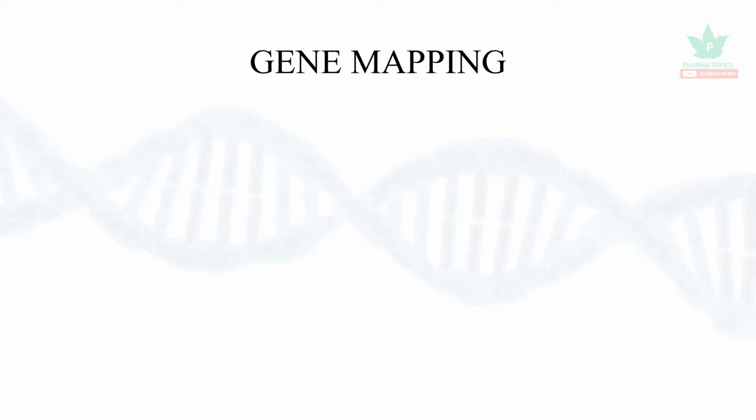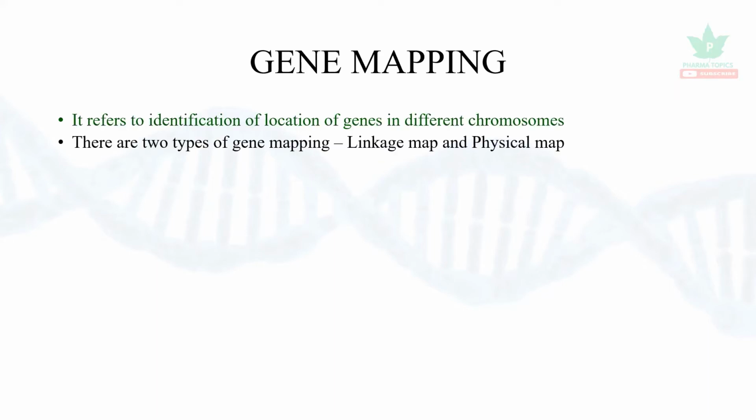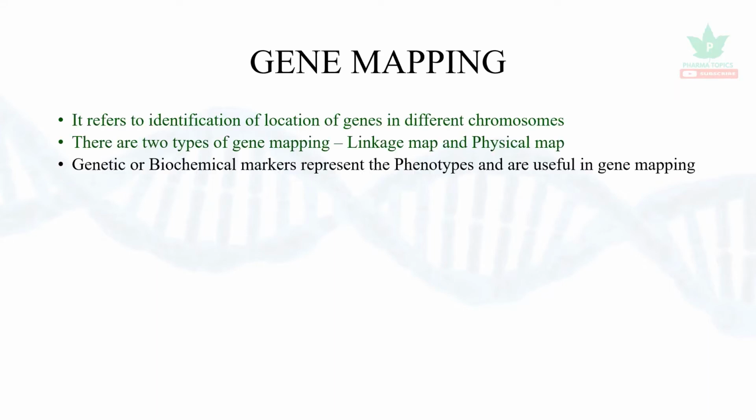Let us know about gene mapping, which is very important in cell biology. It refers to identification of location of genes in different chromosomes. There are two types of genetic mapping: one is a linkage map and the other is a physical map. The genetic or biochemical markers represent the phenotypes and they are useful in genetic mapping.